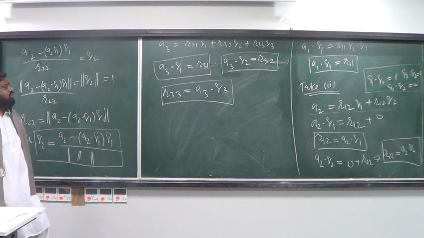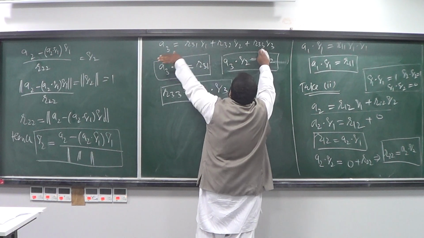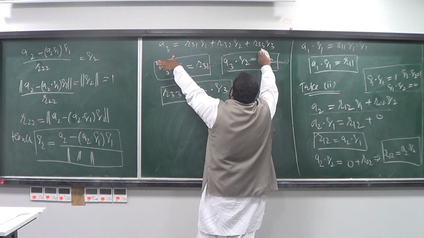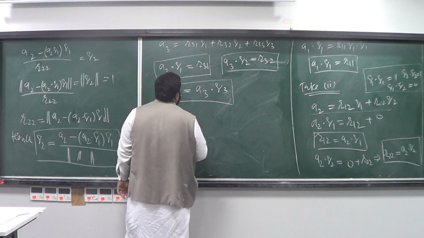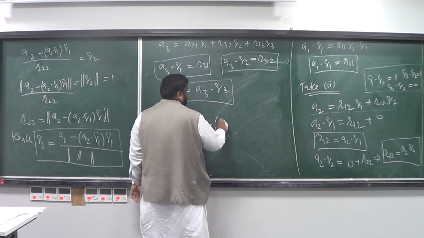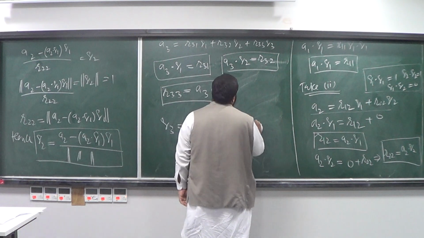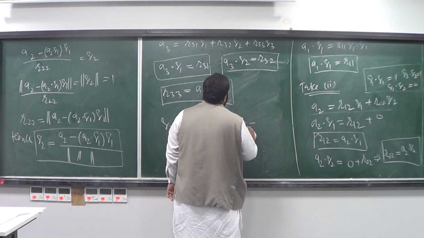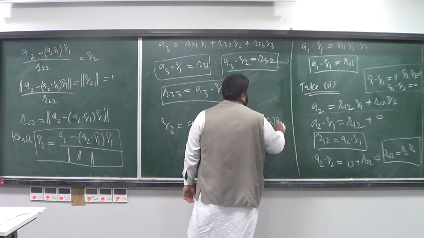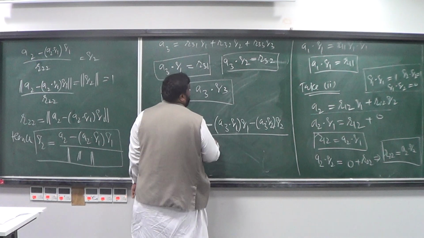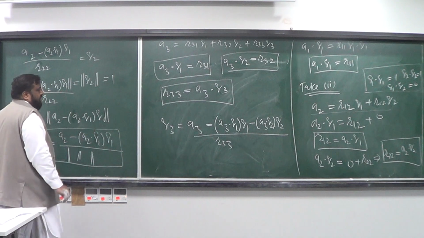In order to find Q3, we're going to do the same trick. Throw everything on the other side, except Q3. So Q3 is going to be really A3 minus R31, which is A3 dot Q1 times Q1, minus R32, which is A3 dot Q2 times Q2, and everything divided by R33. This is what it is going to be.